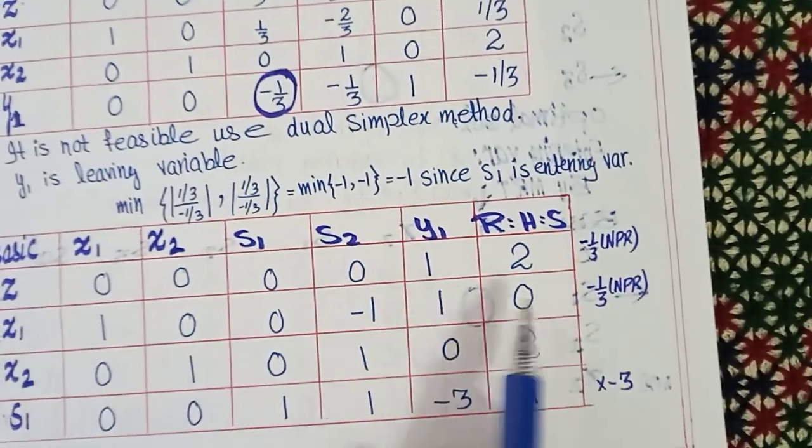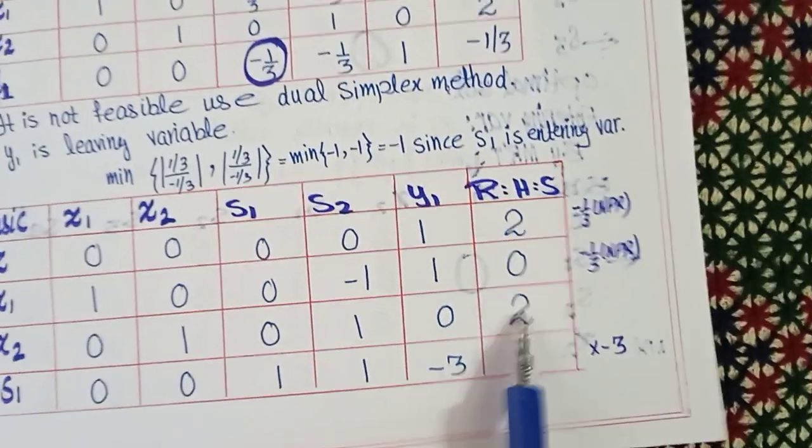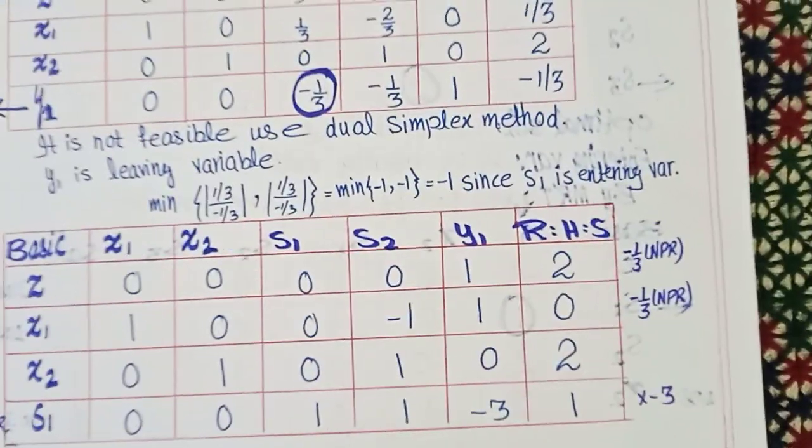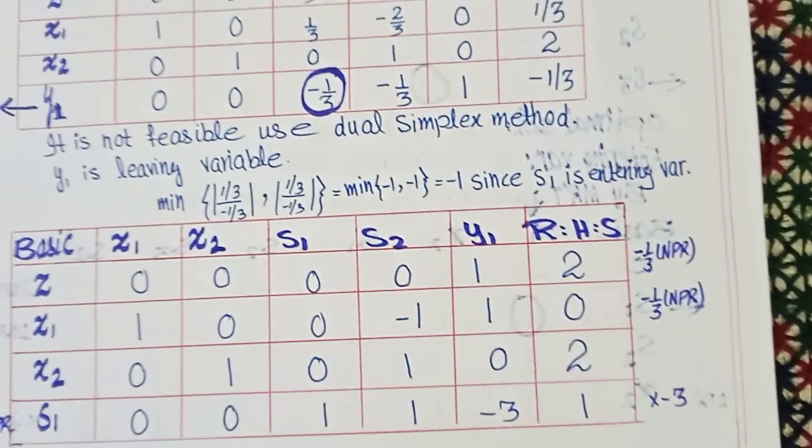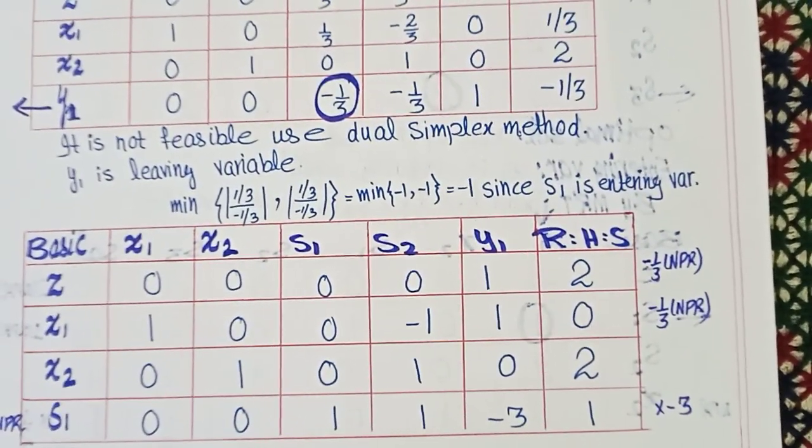So x1 is equal to 0, x2 is equal to 2 and z is equal to 2. The function is at the optimal solution and it is an integer valued solution.